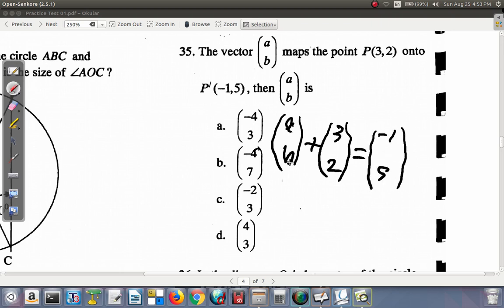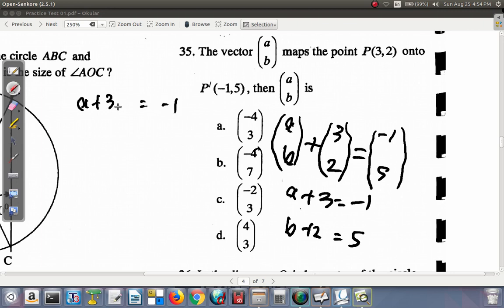Alright? Now, if you have this, what you're really saying is that A plus 3 is equal to negative 1 at up top. And down the bottom, B plus 2 is equal to 5. So if A plus 3 is negative 1, what is A? What you can do here is subtract 3 from both sides. You have A plus 3 is equal to negative 1. You minus 3 minus 3. 3 minus 3, you have A is equal to negative 4. So A would be negative 4.